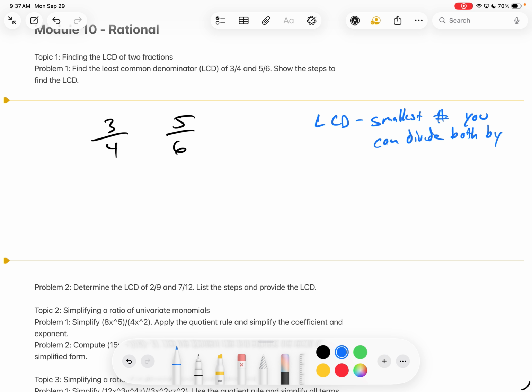So the LCD for 4 and 6, I'm going to just do this one. It is 12, and that is the smallest number. The way you check it, 12 divided by 4 is 3, and 12 divided by 6 is 2. And since there's nothing you can divide 3 and 2 by, you know that's the right answer.